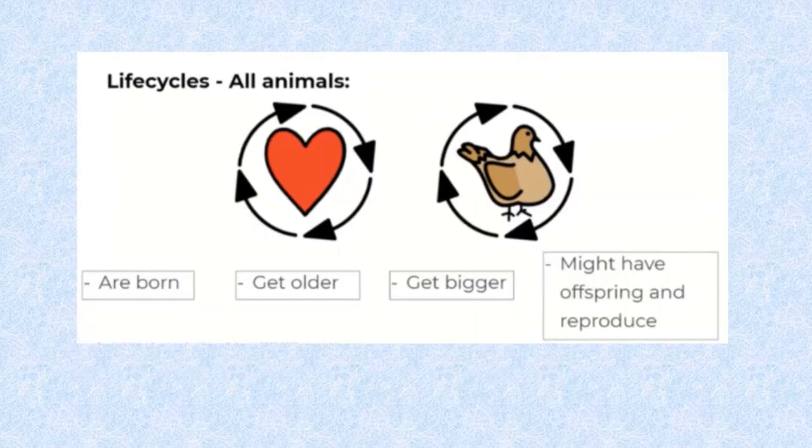Okay, so first of all, let's look at what a life cycle is. Now, every single one of those animals that you saw, including humans, which are mammals, have a life cycle where they are born, they get older, they get bigger, and they might then have offspring and reproduce. There are one or two very interesting animals that are slightly different, and we're not going to look at those too much today, but I'm sure some of you know about some of those animals because they are fascinating. But we are looking at, I would say, 99% of animals that do these things.